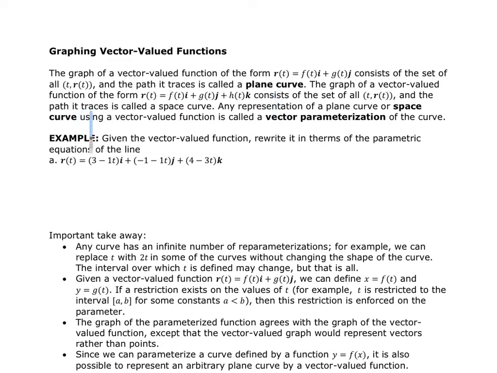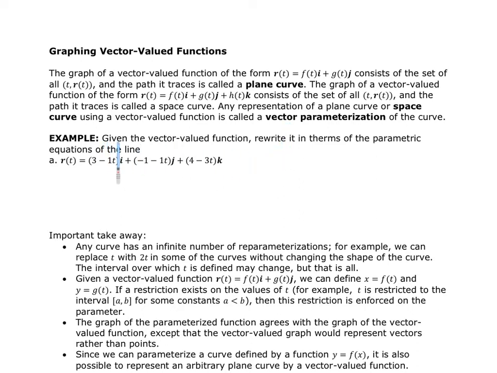A graph of the vector-valued function where I have f of t i, g of t j, and h of t k consists of all of the set t, r of t, and the path that it traces is called the space curve. Any representation of the plane curve or space curve using the vector-valued function is a vector parameterization of the curve.